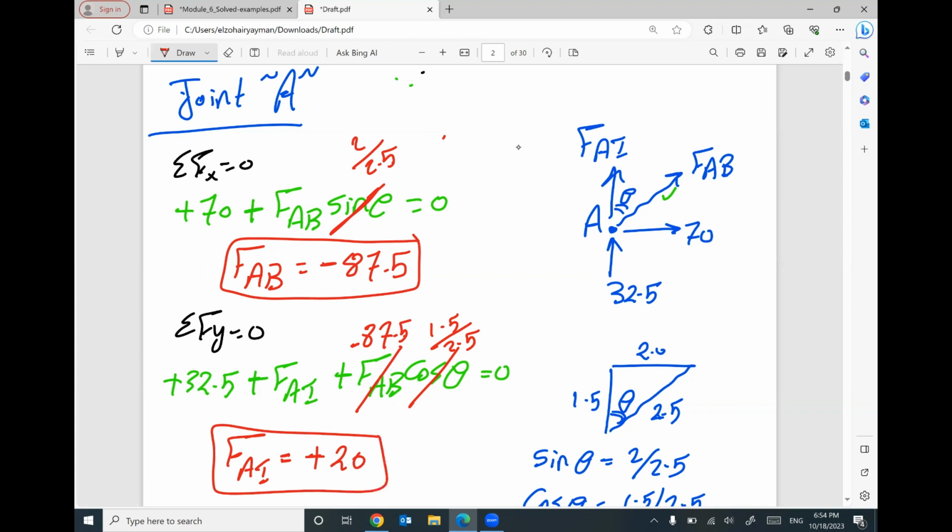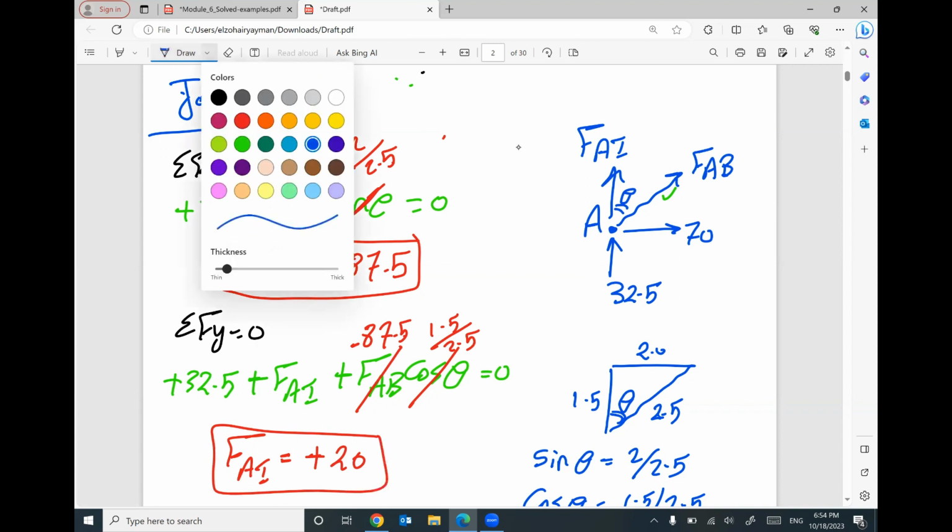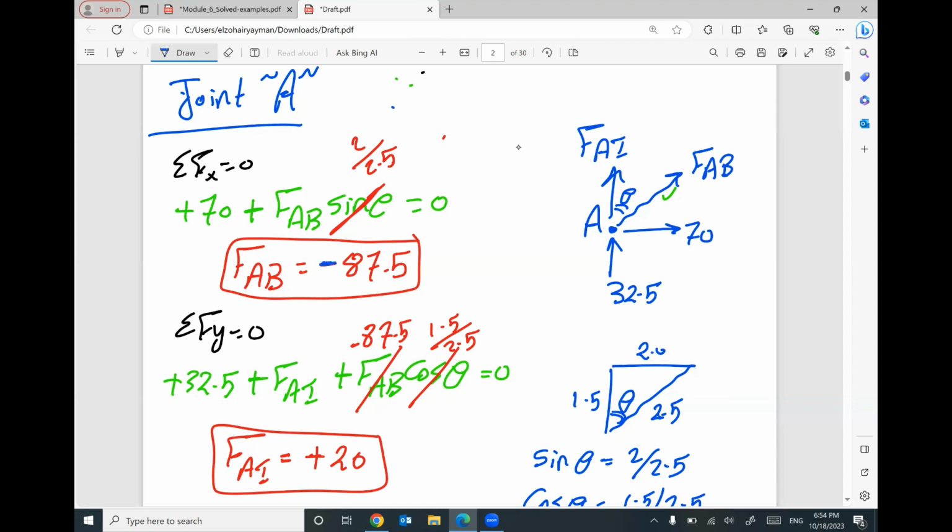What do you mean by negative and what do you mean by positive? A negative value here means you assumed the wrong direction for FAB. I assumed FAB coming out from the joint, which is tension. Unfortunately, it should be compression. FAI positive means you assumed the correct direction for FAI. I assumed tension, and it's correct.